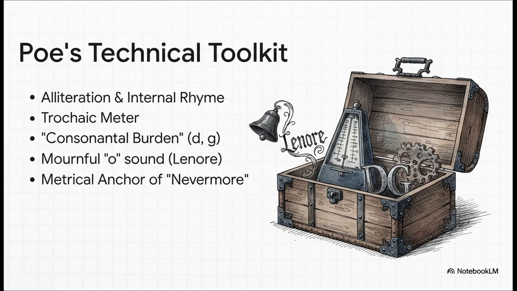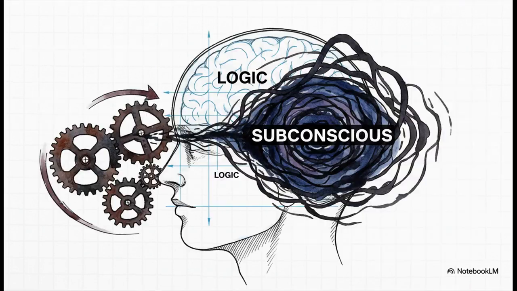The trochaic meter, with its stressed then unstressed beat, feels like a constant, weary descent. The heavy consonants create a consonantal burden, literally weighing down the lines. And that repeated O sound, Lenore, sorrow, nevermore, it's like he's ringing a funeral bell with the words themselves. He's essentially using sound as a weapon. These are the gears of the machine.